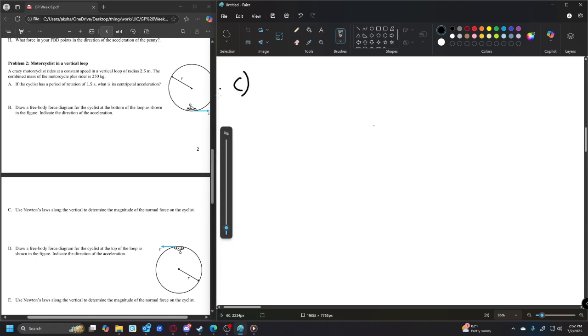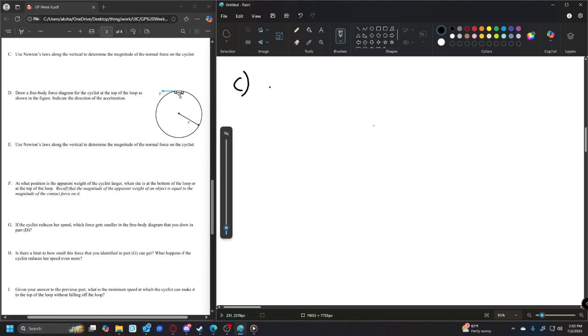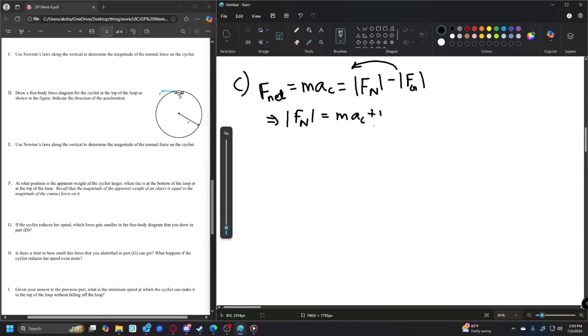Now part C requires us to find the magnitude of the normal force on the cyclist. We know that F net, the net force acting on the cyclist, is just m times the centripetal acceleration, and we can rewrite this as the sum of the components, which is the normal force minus the gravitational force. And by putting Fg on that side, we can find the value of Fn, which is just m a_c plus mg.